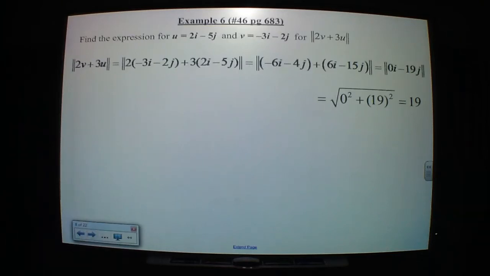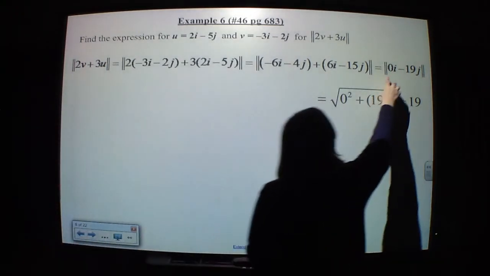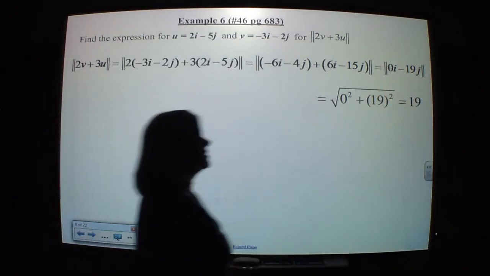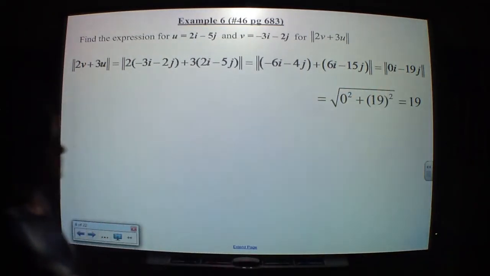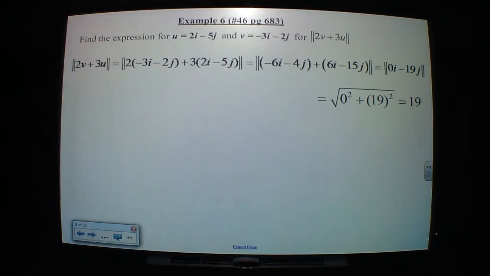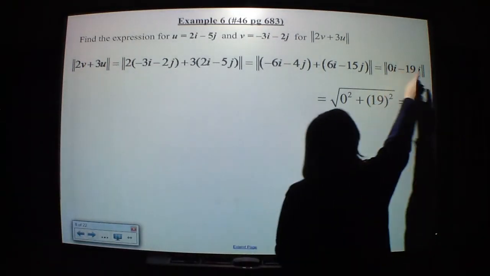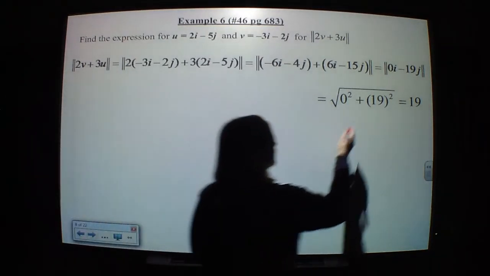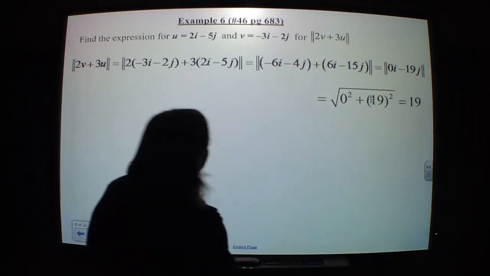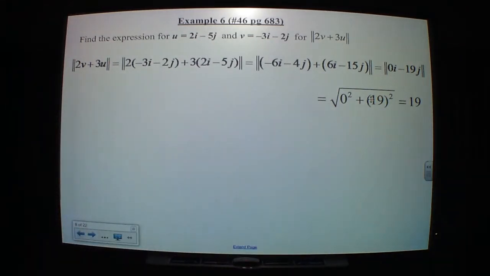Next one, find the expression. So I want the magnitude now of 2v plus 3u. Well, we did that before. We didn't find the magnitude, but we found that negative 19j. So all of this up to this point is the same as that last slide. Now we just find the magnitude. So my x-coordinate is 0 and my y-coordinate is negative 19. So it's 0 squared plus, in reality it's negative 19 squared, it's still a positive. And then take the square root, so you get 19. And you're done.